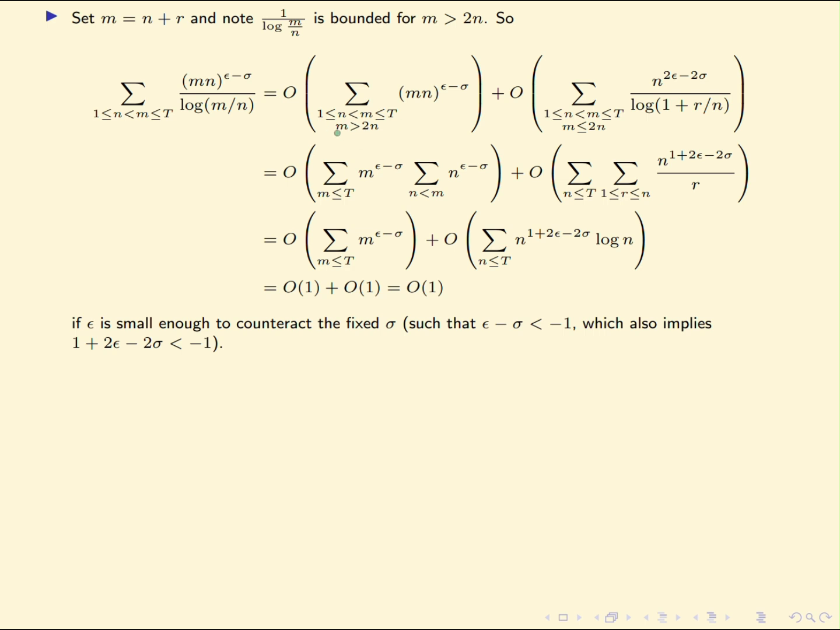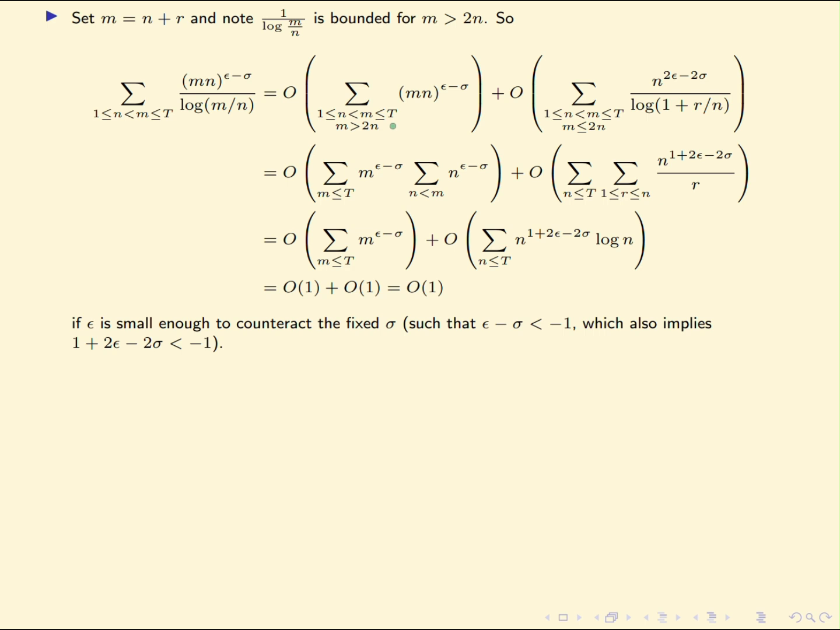So for the part where, I'm going to split this up into a sum where m is greater than 2n and m is less than or equal to 2n. The greater than 2n is first, and the less than or equal to 2n is second. For the part where m is greater than 2n, I've removed this log in the denominator because this thing is bounded. Remember, m is inside a big O, so I don't care about a constant. Hopefully that part makes sense.